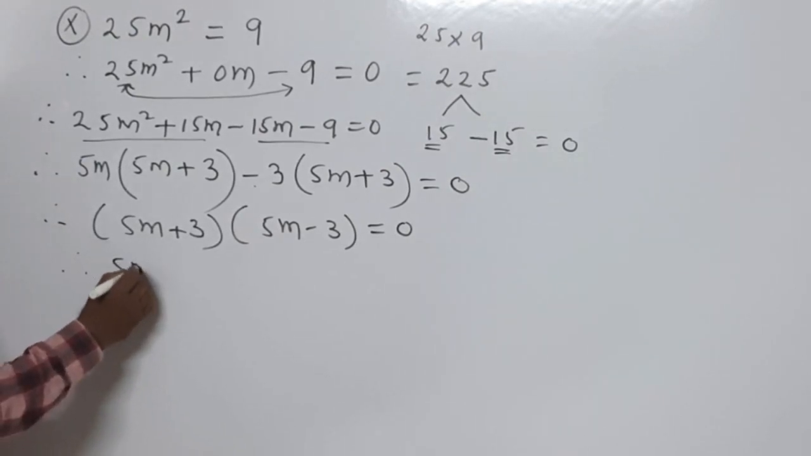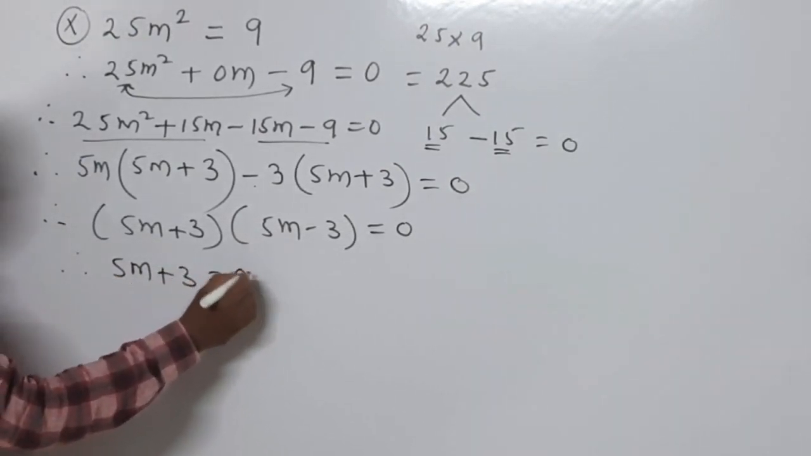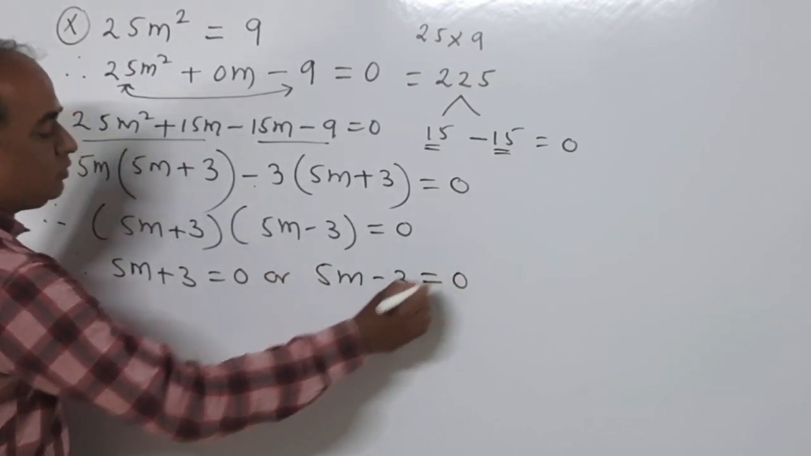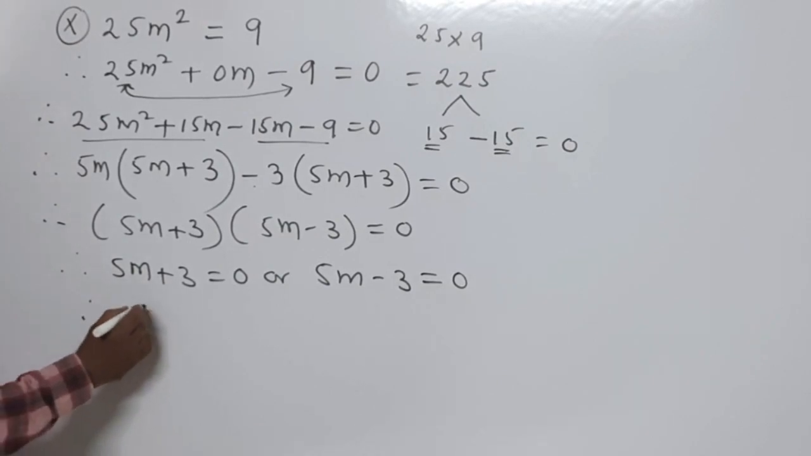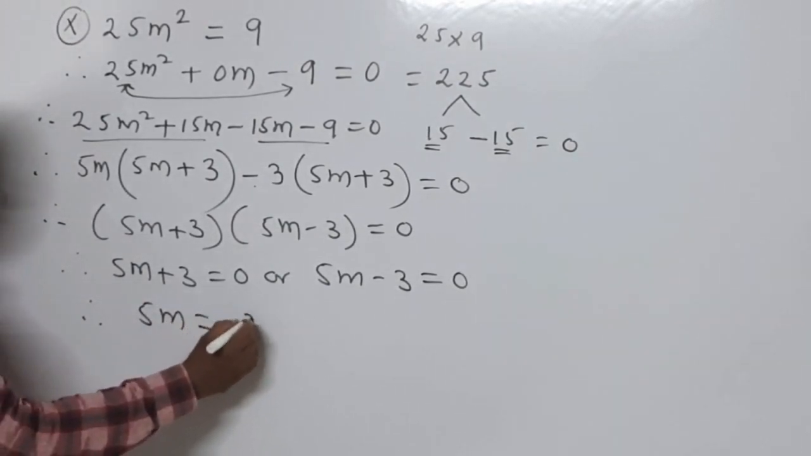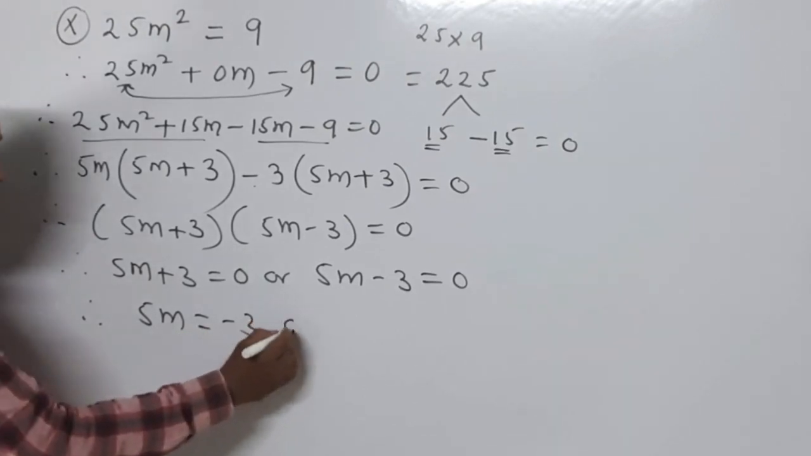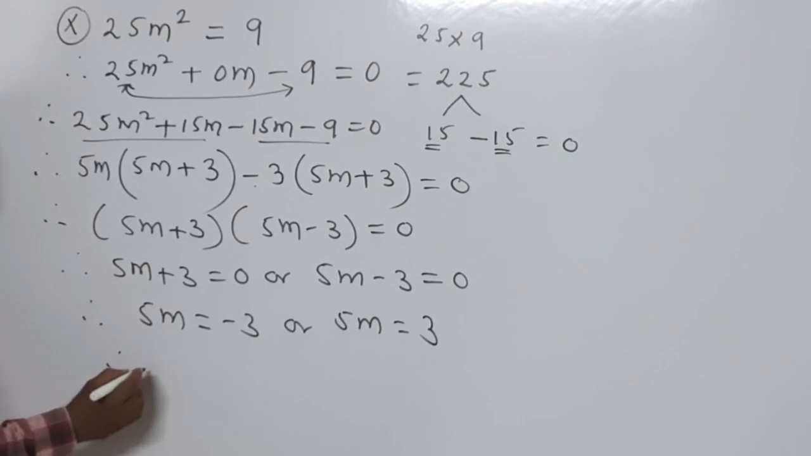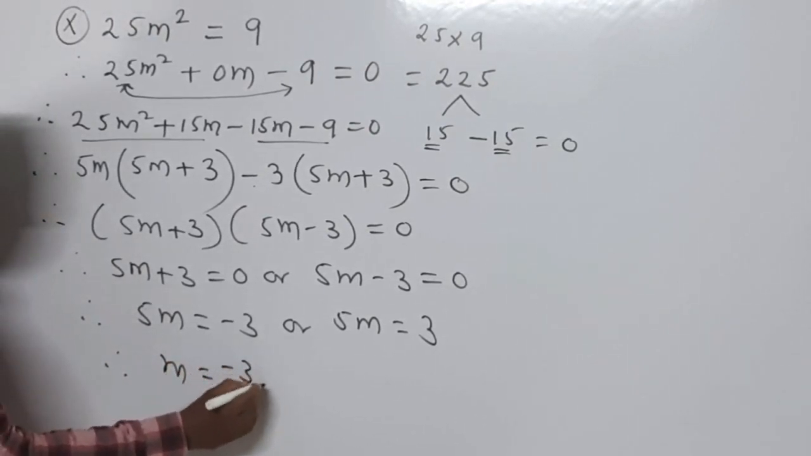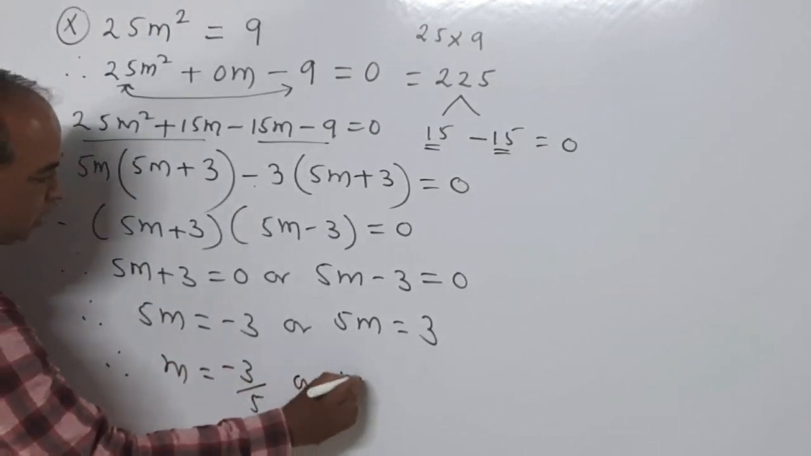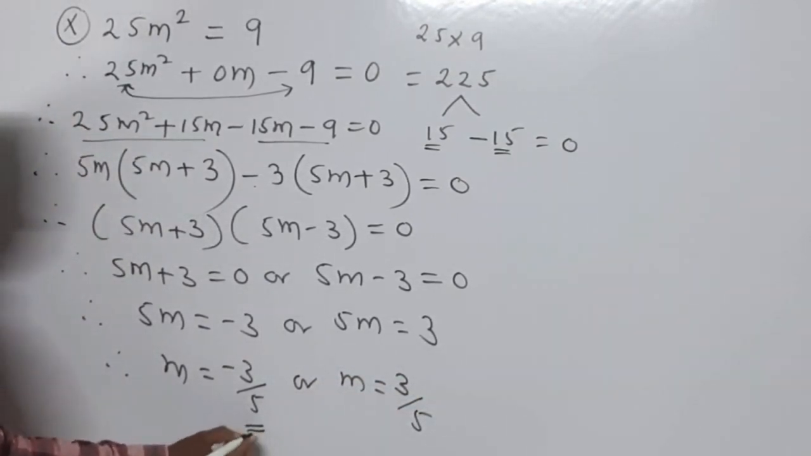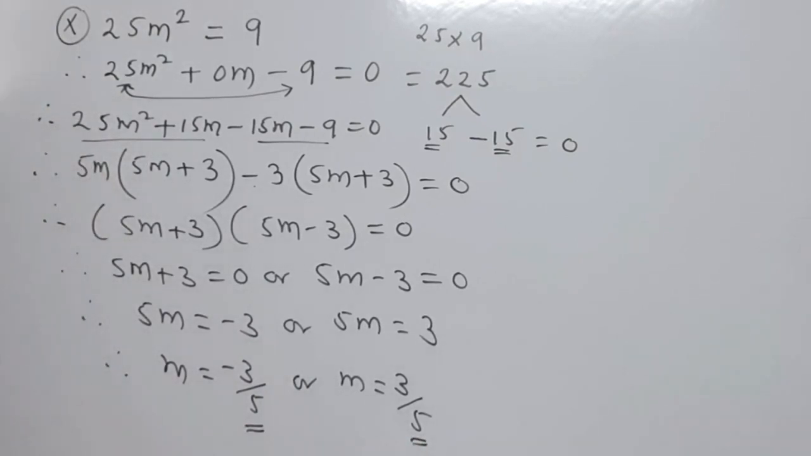Therefore, 5m plus 3 is equal to 0 or 5m minus 3 is equal to 0. Therefore, 5m is equal to minus 3 or 5m is equal to plus 3. Therefore, m is equal to minus 3 upon 5 or m is equal to 3 upon 5. So, minus 3 upon 5 and plus 3 upon 5 are the roots of this quadratic equation.